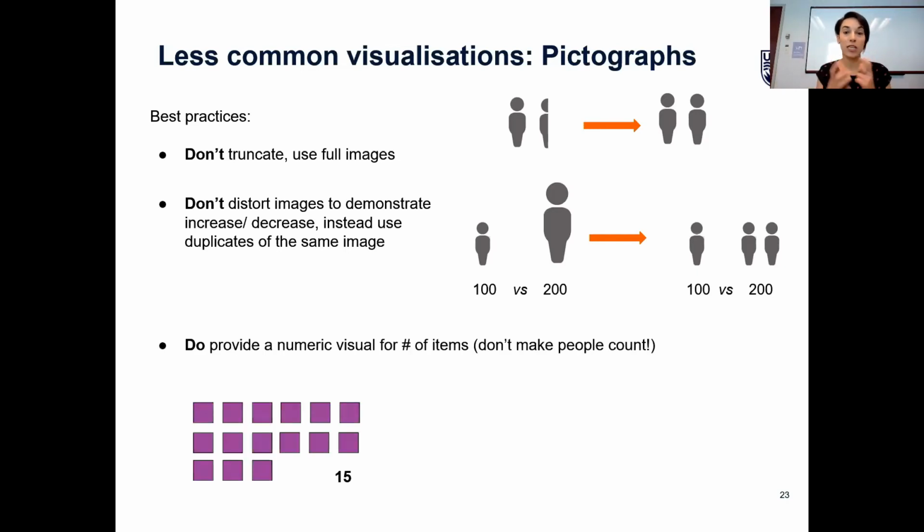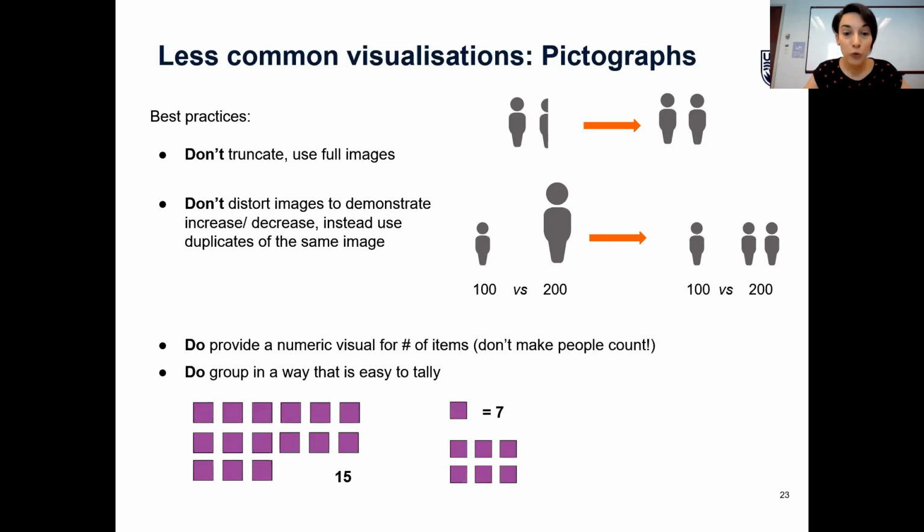If you're using something like blocks to represent area, you want to provide a numerical value for the item. So don't make people count. Very quickly, it would be hard to tell how many are in this block. There's 15, but without that number, it's awkward to have to count each of those squares. So including that number is really useful if you want to use a visual like that.